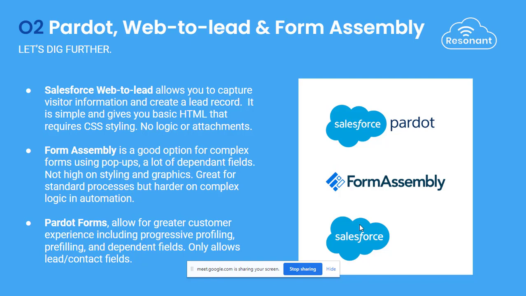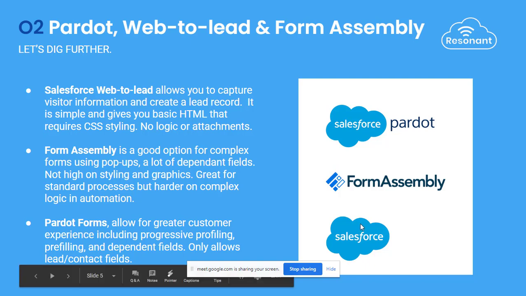And a level up from there may be a Pardot form, the next step up. So this allows you the ability to add in a bit more logic, progressive profiling. So the first time somebody comes to the website, they may give you their first name, last name, and company. The next time they may give you their job title. So the form will know the information that you've already captured and gradually gain more and more information about that person as they're interacting with the content on the website.